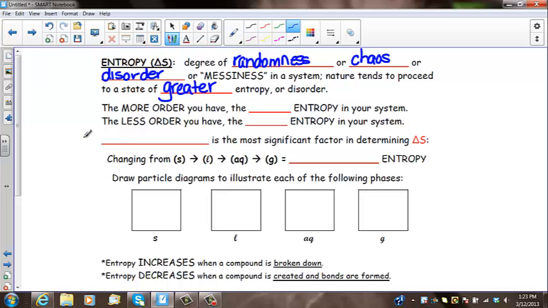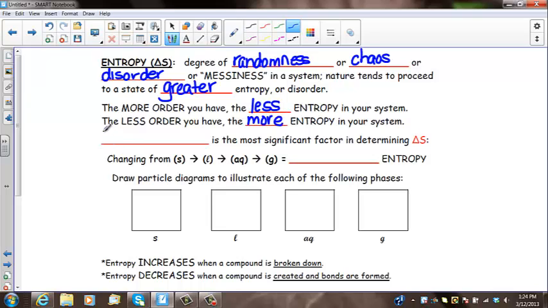So you can think about a simple process like evaporation. It's raining today, puddles form. Well, what's going to happen tomorrow when the sun comes out? The puddles will dry up. Why? Because the water went from liquid water to water gas or water vapor, which is a more disordered state. The more order you have, the less entropy in your system. The less order you have, the more entropy you have in your system.